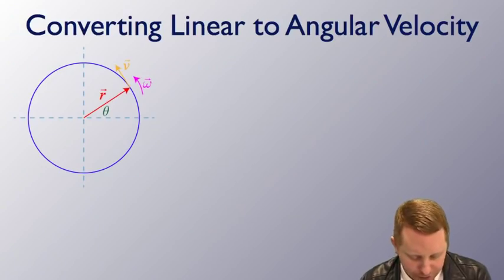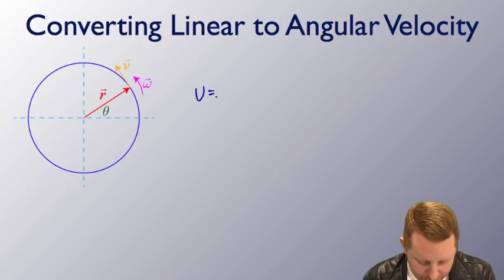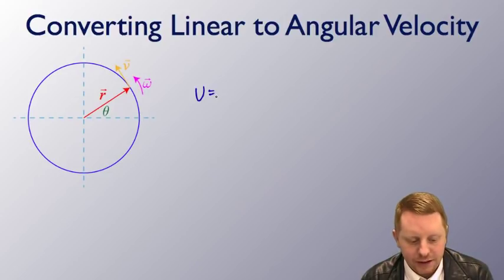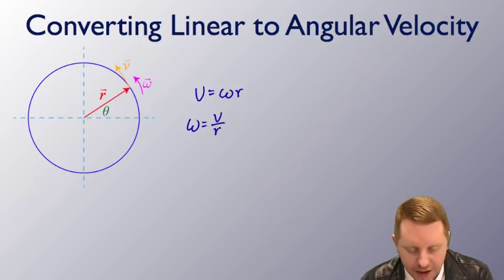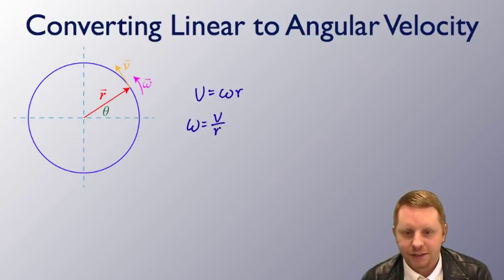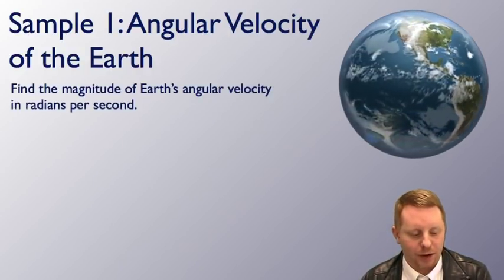And we can convert between linear and angular velocity fairly easily. Linear velocity, or translational velocity, is just omega times r. Or omega, then, is velocity divided by r, divided by your radius. So let's take a look at a sample problem here.